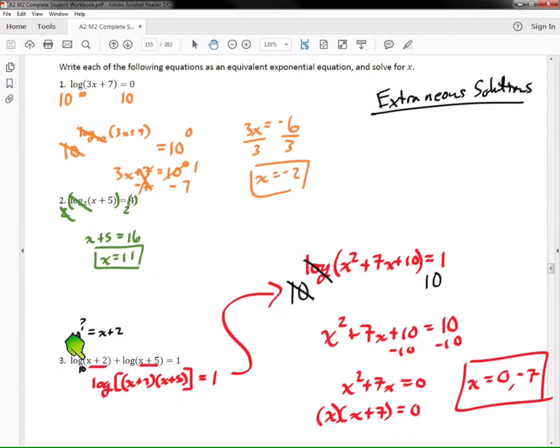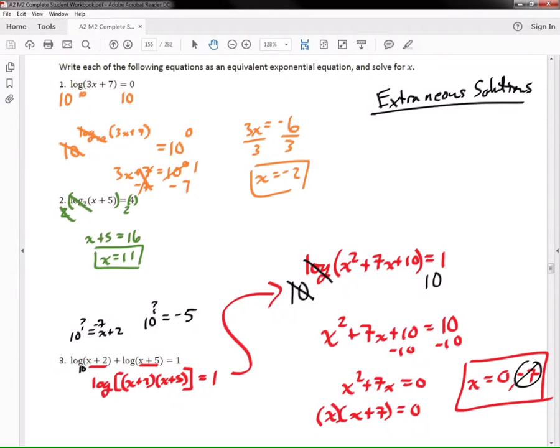But if I plug in negative 7 to this x, it's going to give me a negative 5. Can you raise a 10 to a power to give you a negative number? The answer is no. Because if you raise 10 to the power of a negative number, that makes a fraction. It doesn't make a negative number. So, because negative 7 will make a negative inside of the logs, it's extraneous. So we're going to cross it out. Extraneous solutions are no solutions.